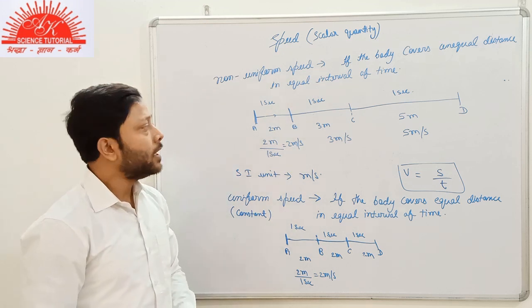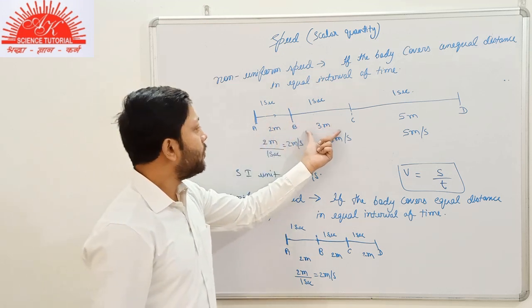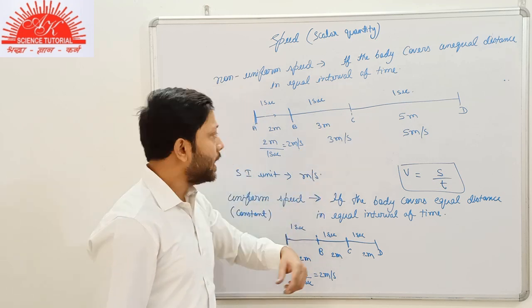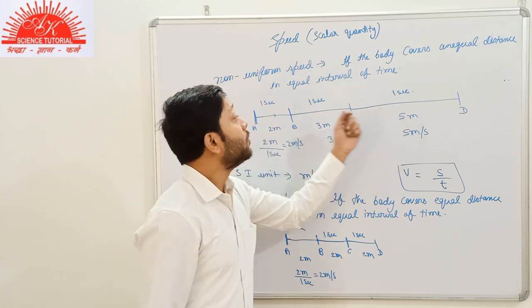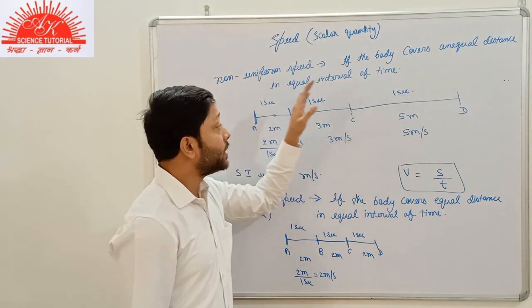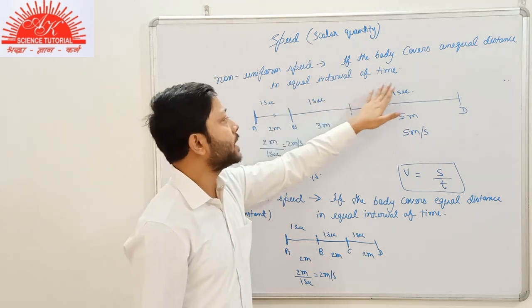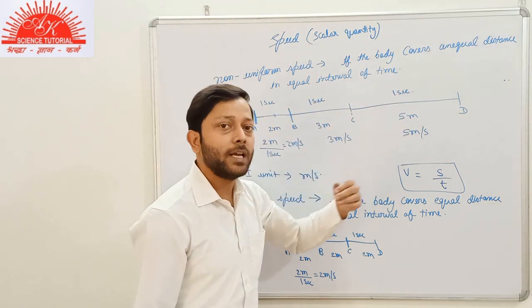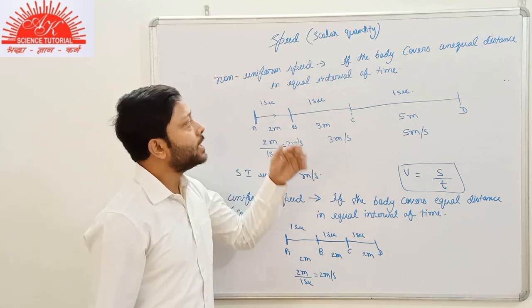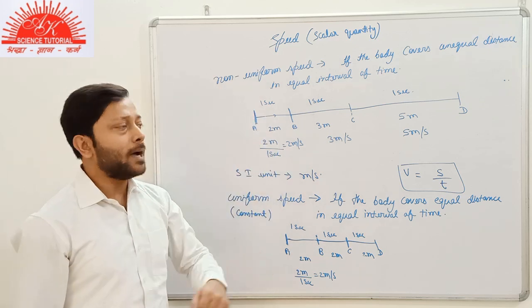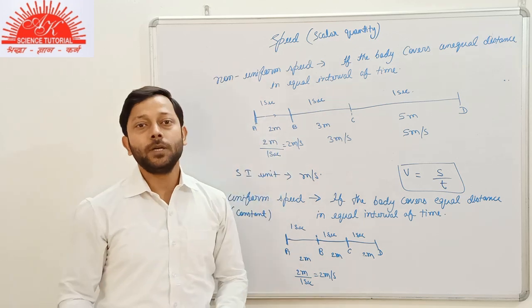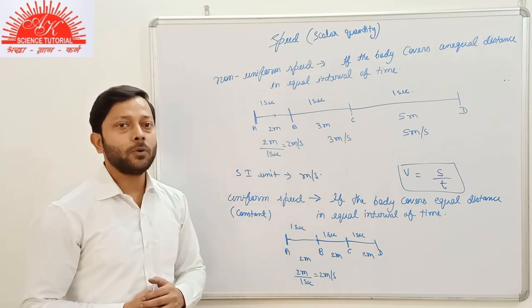What do we conclude here? The distance covered by the body, by me, is unequal for equal interval of time. The time interval here is equal, 1 second, 1 second, 1 second, but the distance covered by me is different. So I say that the body, I am moving with non-uniform speed. I think this is also very clear to you.